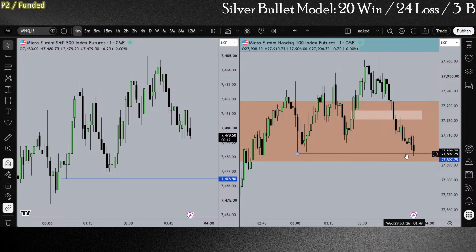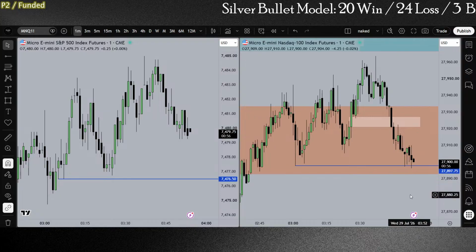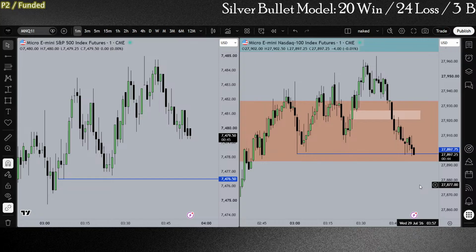Yeah, generally we poked this low shallowly with a wick, and now we are piercing through that one more time. I would love to see a candle close below that and a slightly deeper run, maybe the 27,880 level would have been nice. Follow through on that. 323 candle here. High, low, higher high.